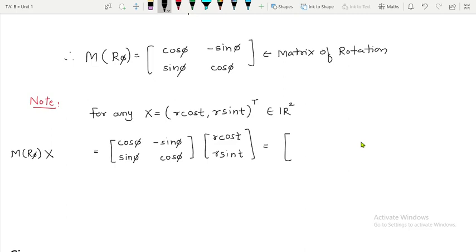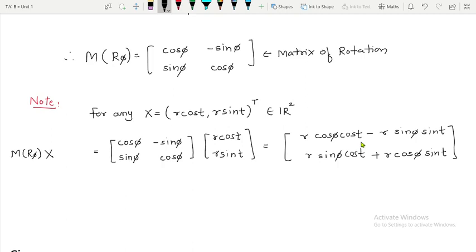cos t minus r sin phi sin t, and over here you will have r sin phi cos t plus over here you will have r cos phi sin t. Now we are supposed to recall the formulas of sin and cos.